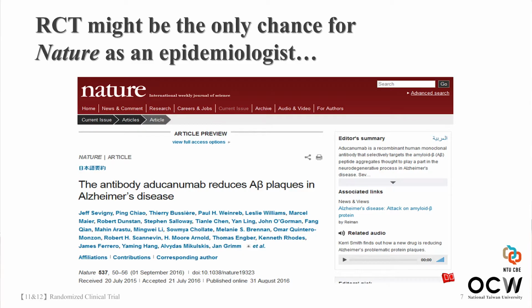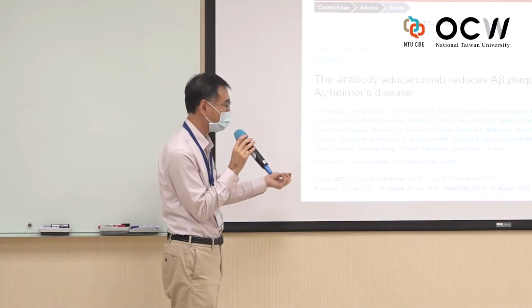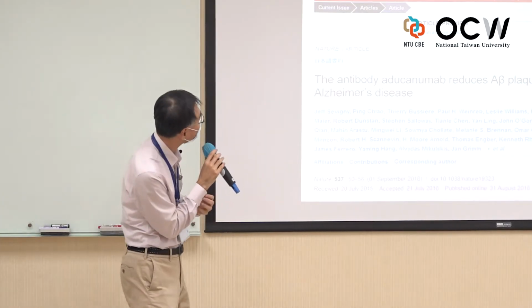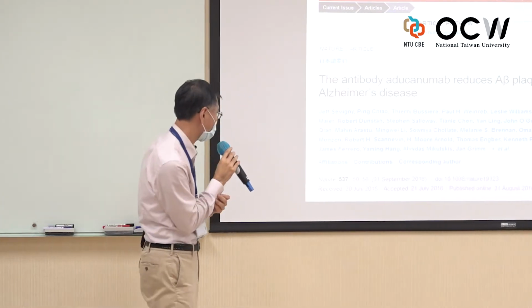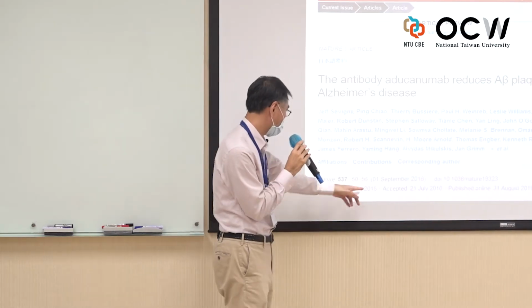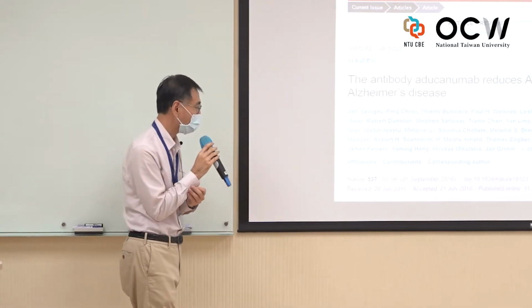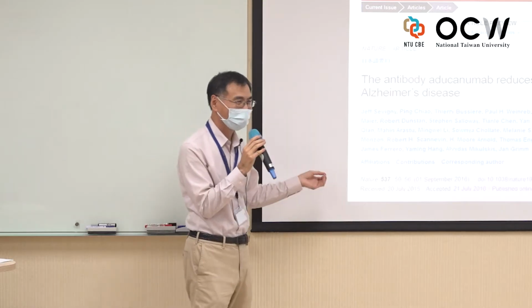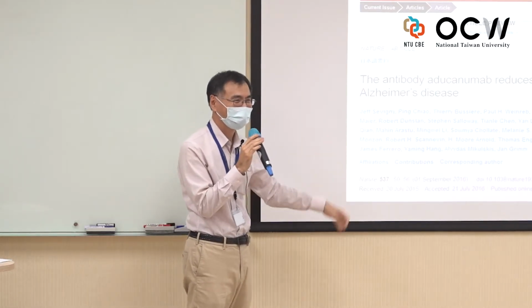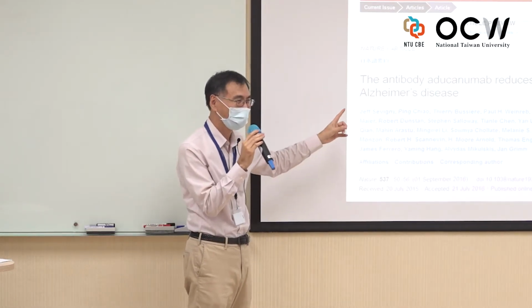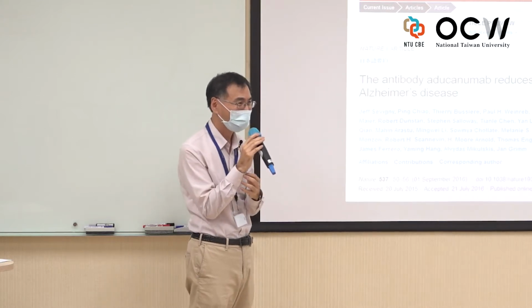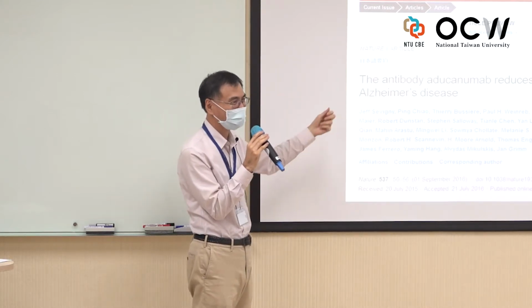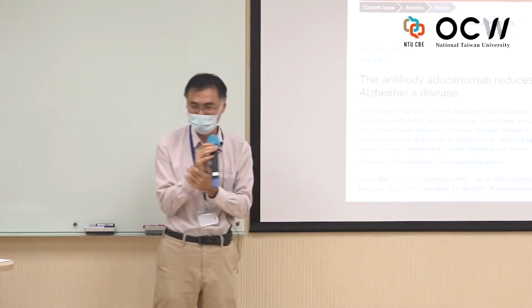The antibody aducanumab reduces amyloid beta plaques in Alzheimer's disease. This is an RCT, which was published in 2015, right? About 6 or 7 years ago. Yeah, although eventually it has been shown not to be true, because this was only one study, right? And people tried to repeat it but failed, okay? But at least it was published in Nature.